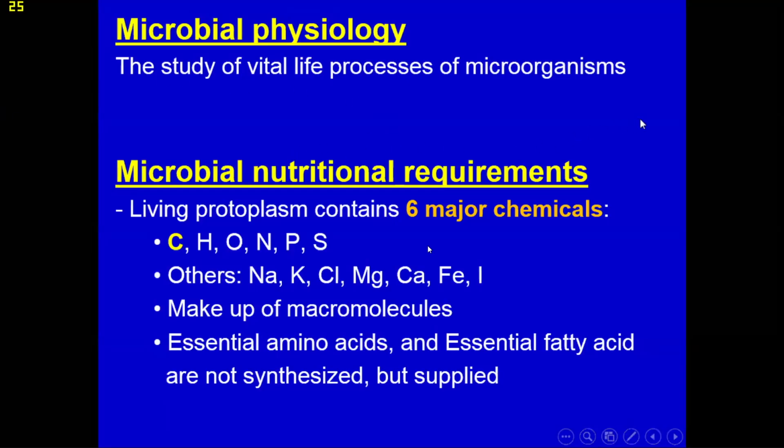Microbial nutritional requirements. Living protoplasm contains 6 major chemicals. It means that microorganisms, or microbes in general, require 6 major chemicals. The main ones are carbon, hydrogen, oxygen, nitrogen, phosphate, and sulfur. Others also include sodium, potassium, chloride, magnesium, calcium, iron, and iodine. With these chemicals, the microbes are able to make up macromolecules.